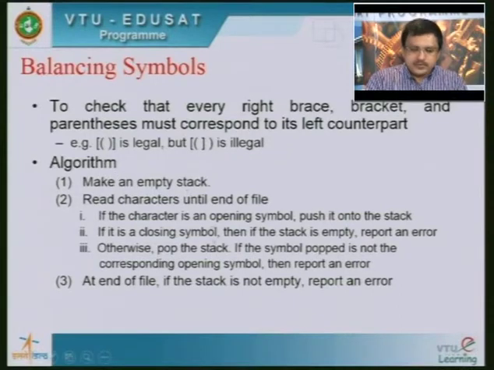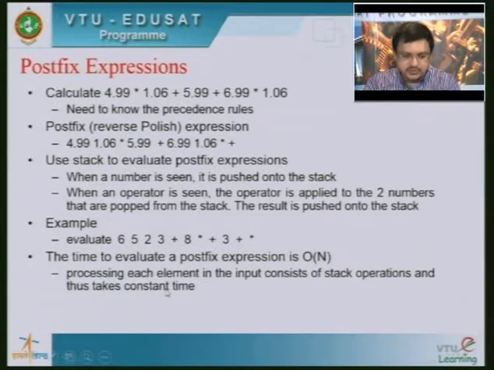So, make an empty stack, read characters until the end of file. If the character is an opening symbol, that means a left parenthesis or left brace, push it onto the stack. If it is a closing symbol, that means a right parenthesis or right brace, and the stack is empty, report an error. Otherwise, pop the stack, compare the symbol that you have popped and the symbol that you are reading, and report an error if they mismatch. At the end of file, if the stack is not empty, it is an error. That means there were some extra characters. So, a very easy and straightforward example of stacks.